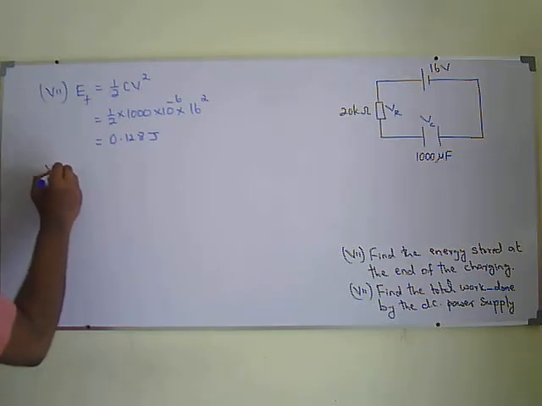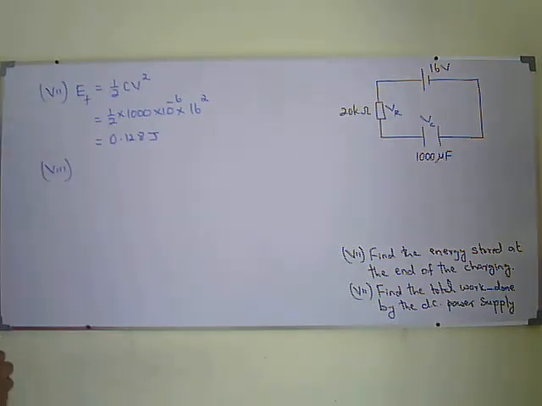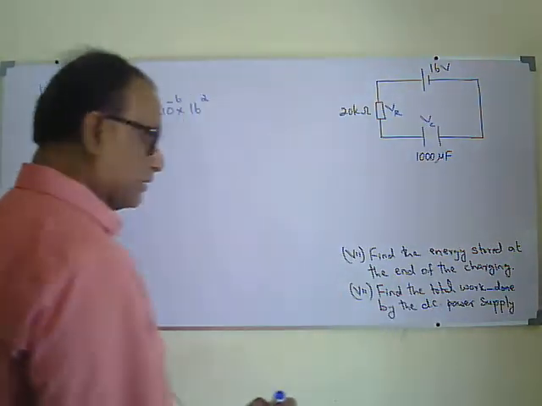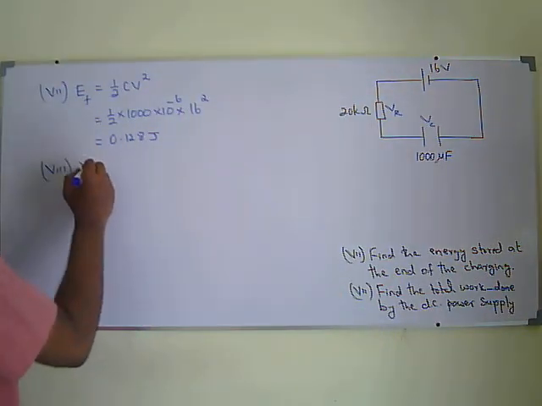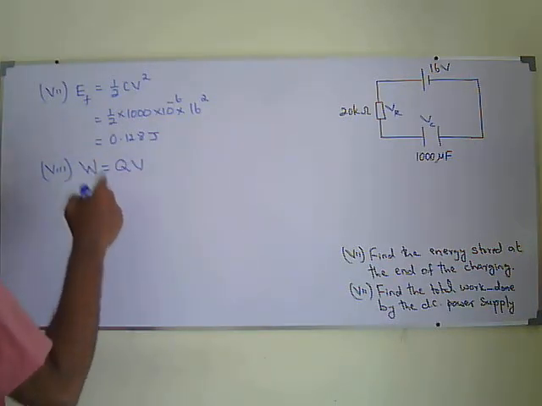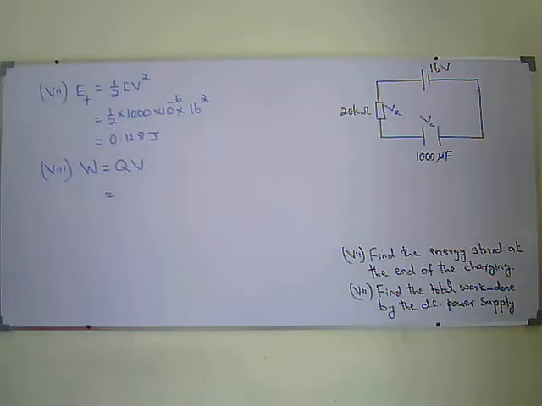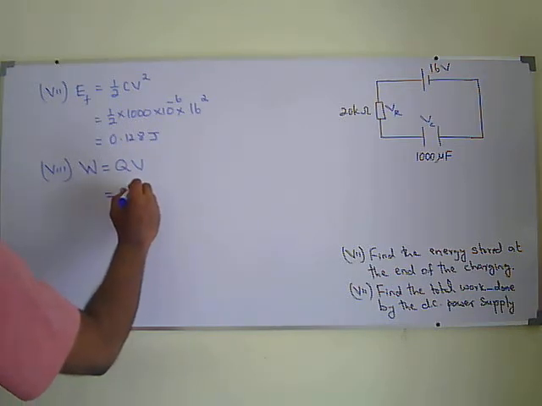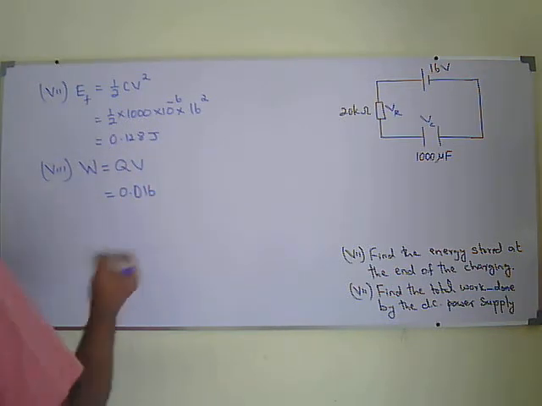Okay, the last part, the eighth part, find the total work done by the DC power supply. So W equals QV, that's the work done by the DC power supply. The total charge flown in the capacitor, we found that already, that is 0.16 coulomb.